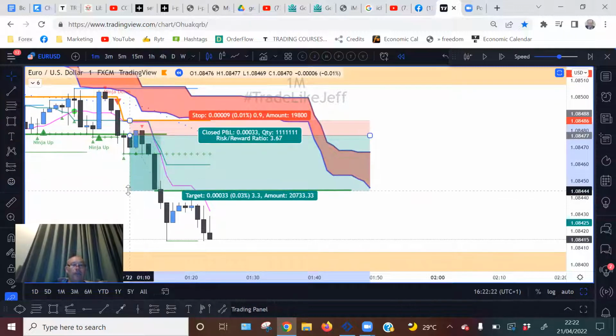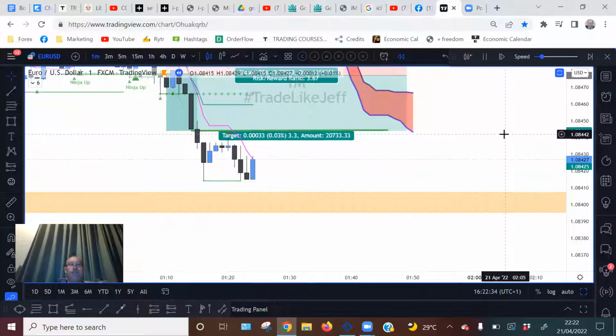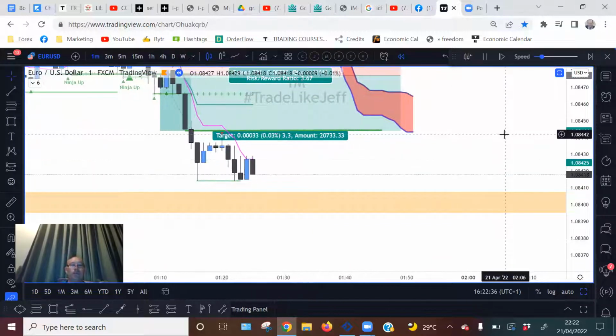Now we're doing that one out, 3.67% with our stop loss profit. It's the power of the crazy wick entry system, the way it works.